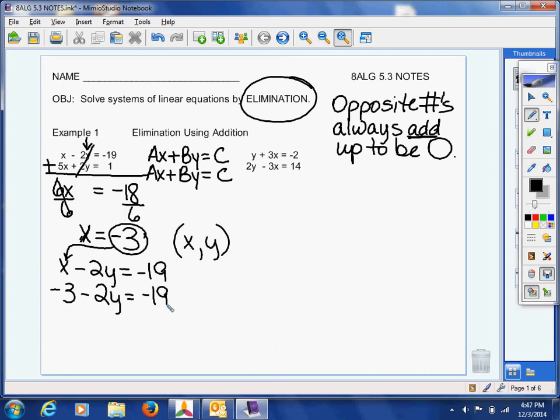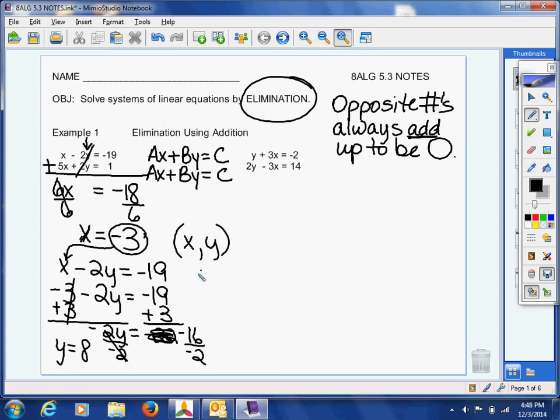This is a two-step equation. So the first thing you need to do is move the negative 3 over to the other side. All right, so now I have negative 2y is equal to negative 22. Oh, excuse me, I added wrong. Negative 19 plus 3 is negative 16. And then divide each side by negative 2. And y is positive 8.